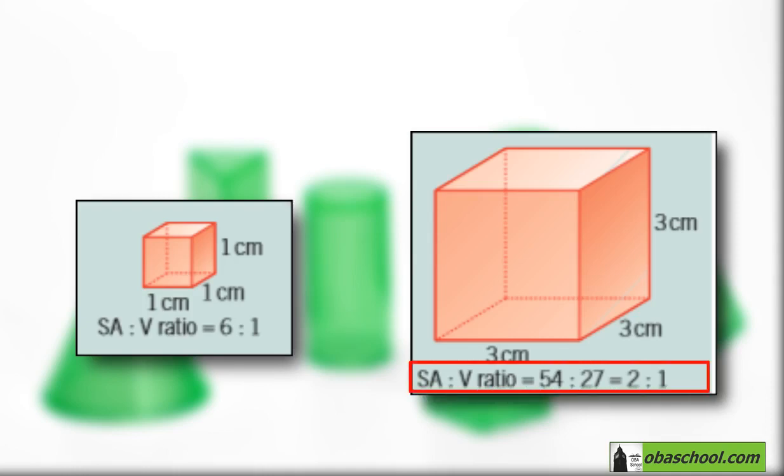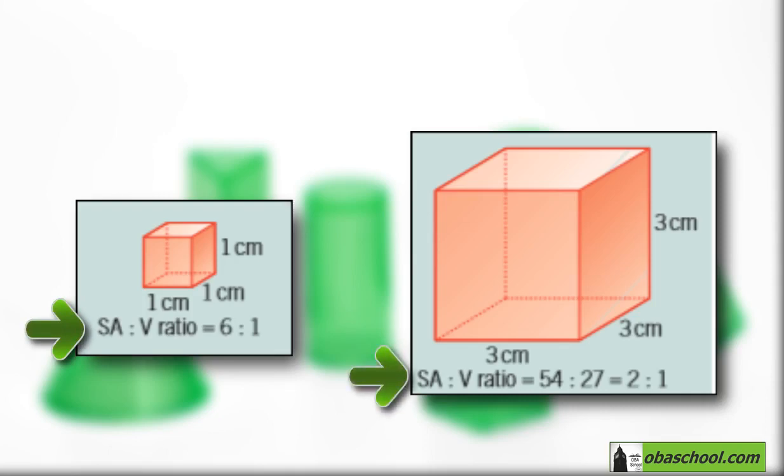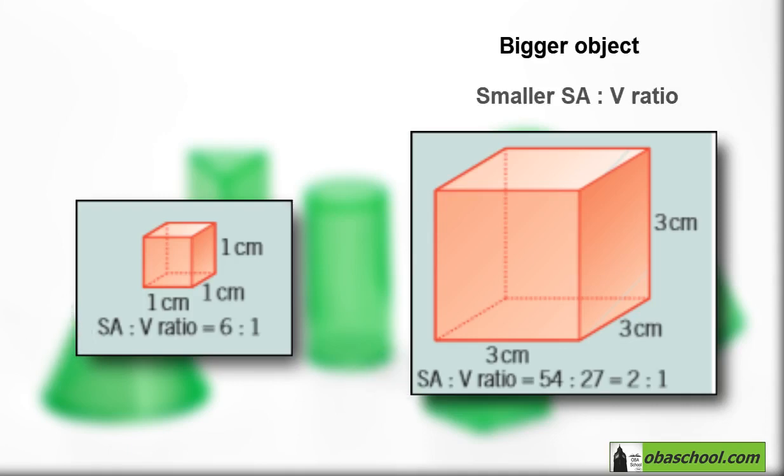The surface area to volume ratio of the big cube is 54 to 27, which if we simplify it, becomes 2 to 1. So that's 2. So the surface area of the big cube is twice as much as the volume of the big cube. So we have in the small cube a surface area to volume ratio of 6 to 1, and in the big cube a surface area to volume ratio of 2 to 1. What do we notice? We notice that the object got bigger and the surface area to volume ratio got smaller. The bigger an object gets, the smaller its surface area to volume ratio becomes.